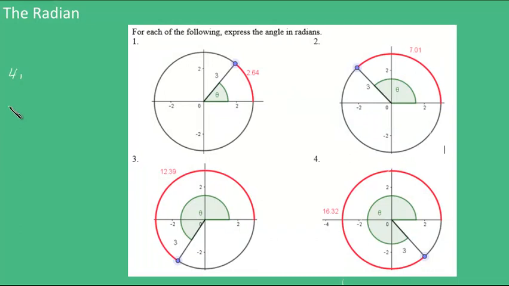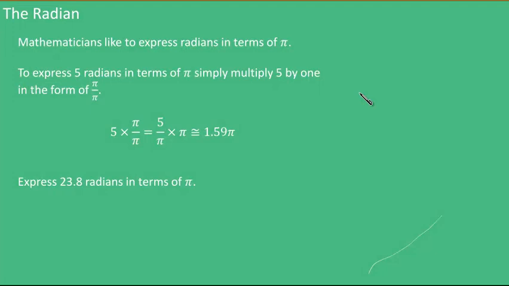For number 4, we get that the angle is going to be 16.32 divided by 3, in which case now the angle is going to be approximately 5.44 radians. Again, remember that this means that the length of the arc is 5.44 times the length of the radius. Often it's more convenient to express an angle as a multiple of pi. So instead of saying an angle, let's say, is 5 radians, which means that the arc is 5 times as big as the radius, we prefer to say it's 1.59 pi radians.